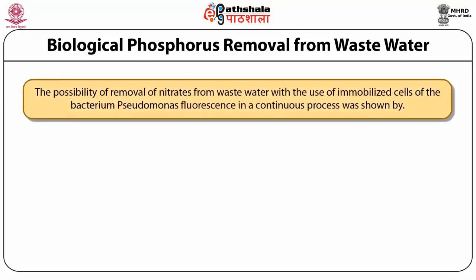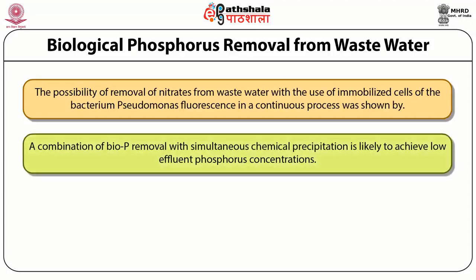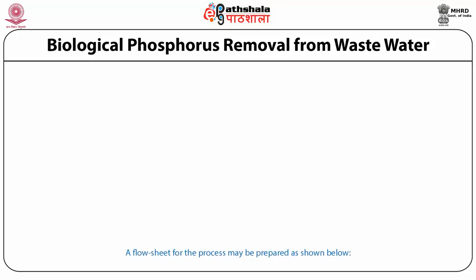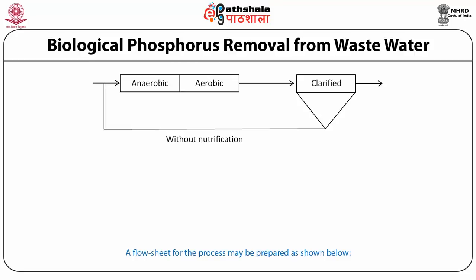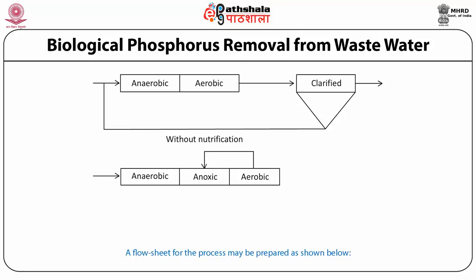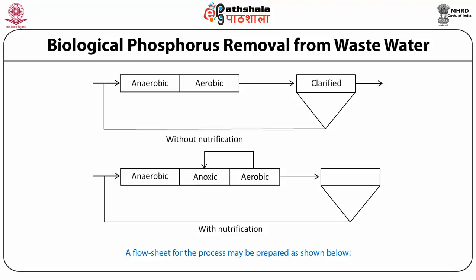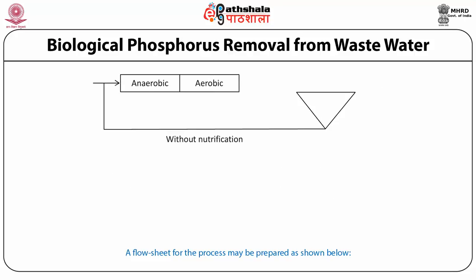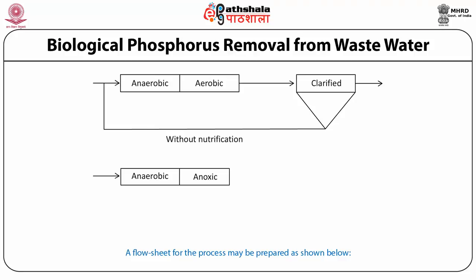The possibility of removal of nitrates from wastewater with the use of immobilized cells of the bacterium Pseudomonas fluorescens in a continuous process has been shown. A combination of biophosphorus removal with simultaneous chemical precipitation is likely to achieve low effluent phosphorus concentrations. A flow sheet for the process is shown in the next slide, where by using anaerobic, aerobic, and clarifier stages, you can see how different types of process operate, and how the process takes place with and without nitrification.